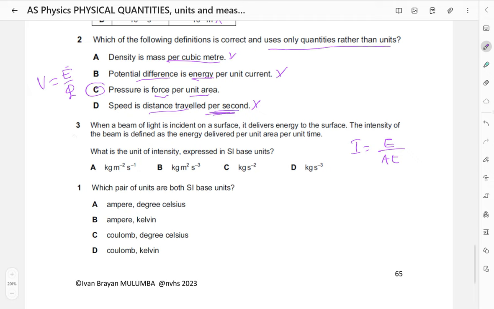So we know the units of energy are kilogram meters squared per second squared. Area is meters squared and time is seconds. So this one cancels. You remain with s power negative 2 divided by s to become s power negative 3. We subtract the powers. So this is kilogram per second cubed. So the answer is going to be D.